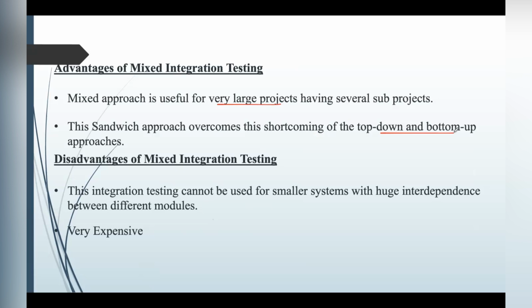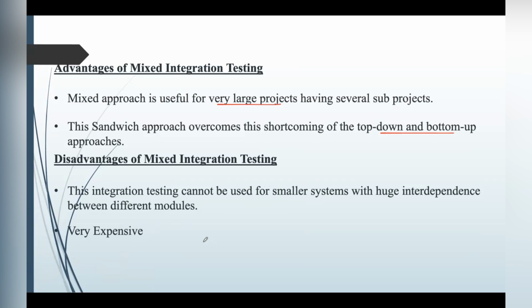Then the disadvantages are, mixed integration testing requires very high cost because one part has a top-down approach while another part has a bottom-up approach. So this is quite expensive. And this integration testing cannot be used for smaller systems where there is huge interdependence between different modules.